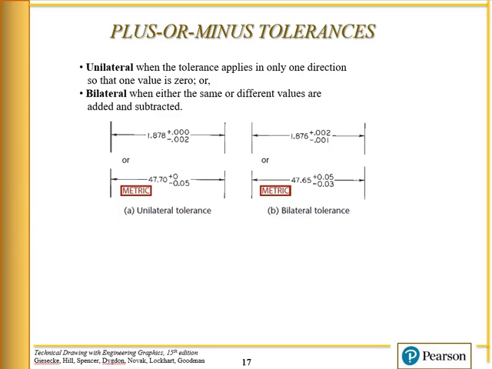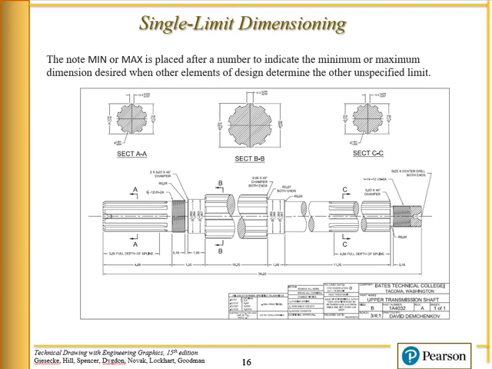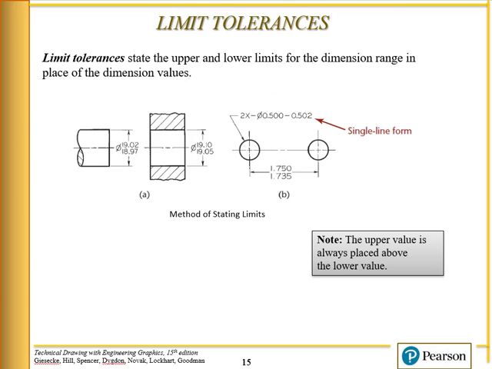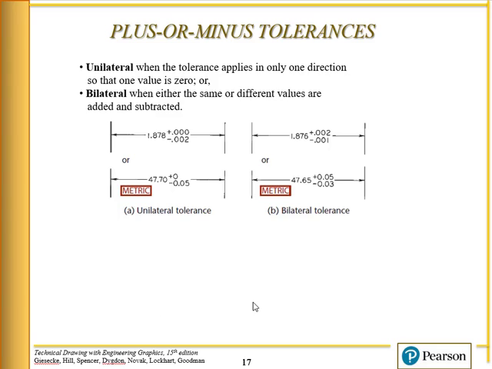That is a plus or minus tolerance versus a single limit dimension, that's a min or max dimension, versus a limit tolerance, which is given as just the limits, the size limits of the part, not a bilateral tolerance, which has a nominal and a plus or minus, or a unilateral, which has a nominal and a plus or a minus.